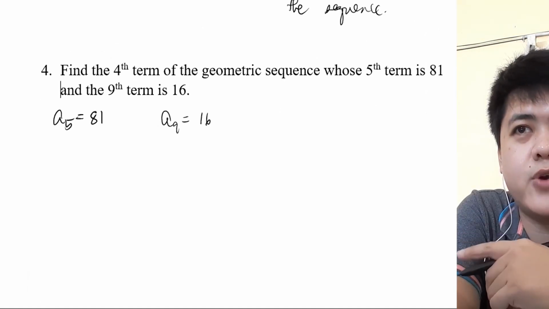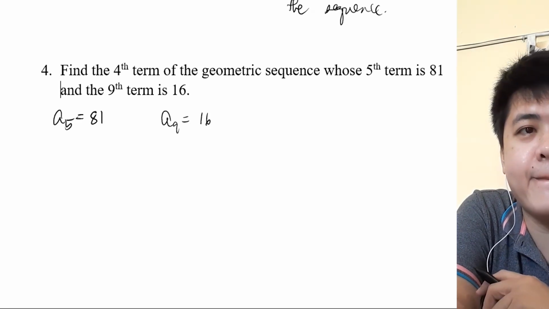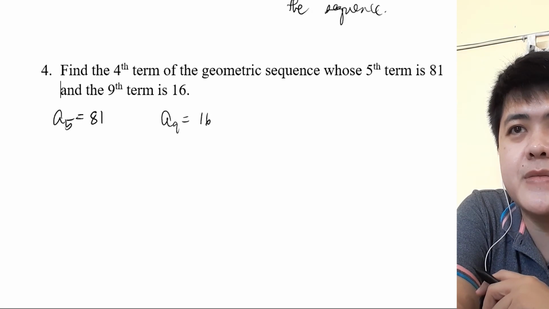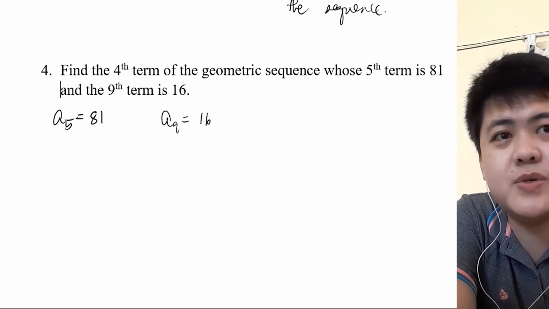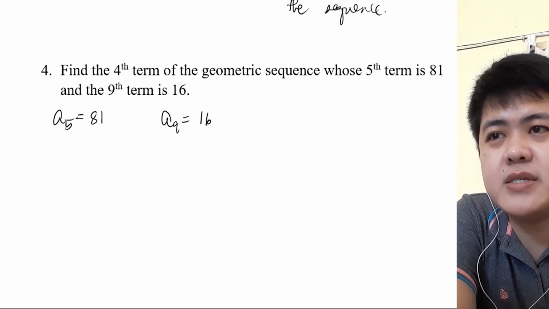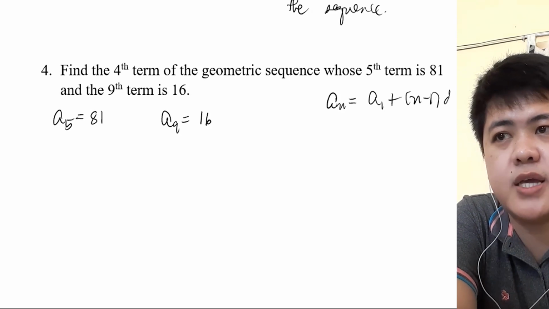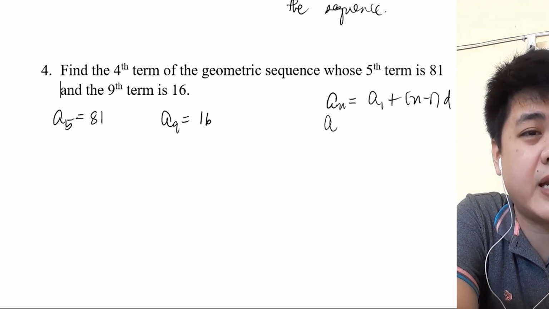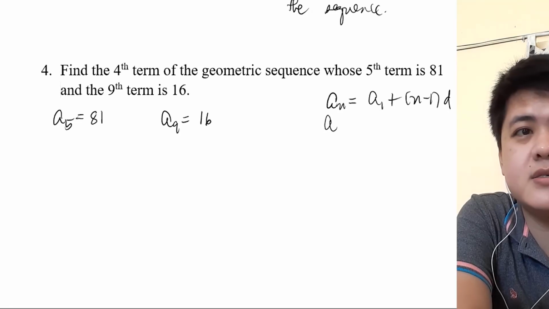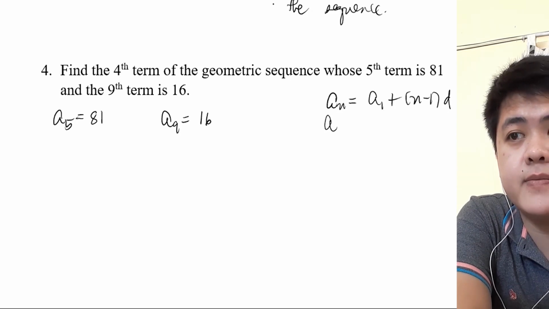Can we use the formula that we used before? We just change the minus 1. Can we use it now? Before, for arithmetic, we have a sub n equals a sub 1 plus n minus 1 times d. We changed this to a sub, what letter did we use? Was it M? N? M. N still, but we put M here. Right?